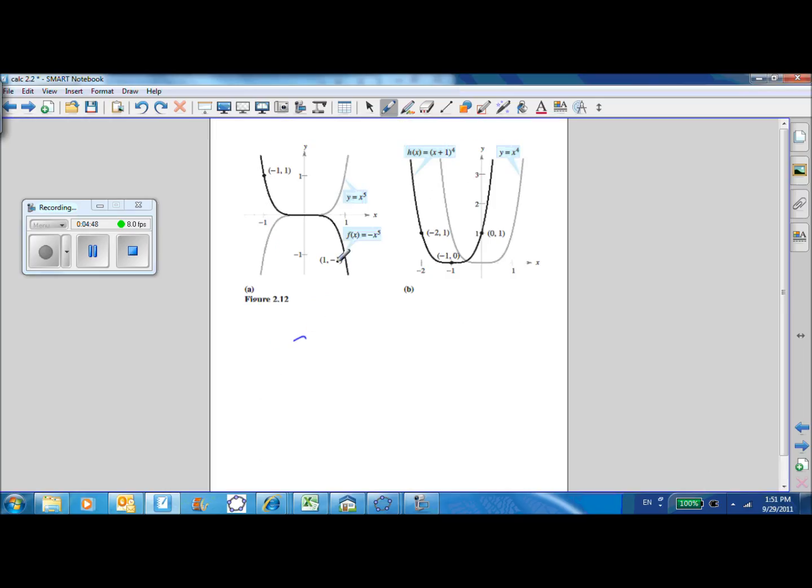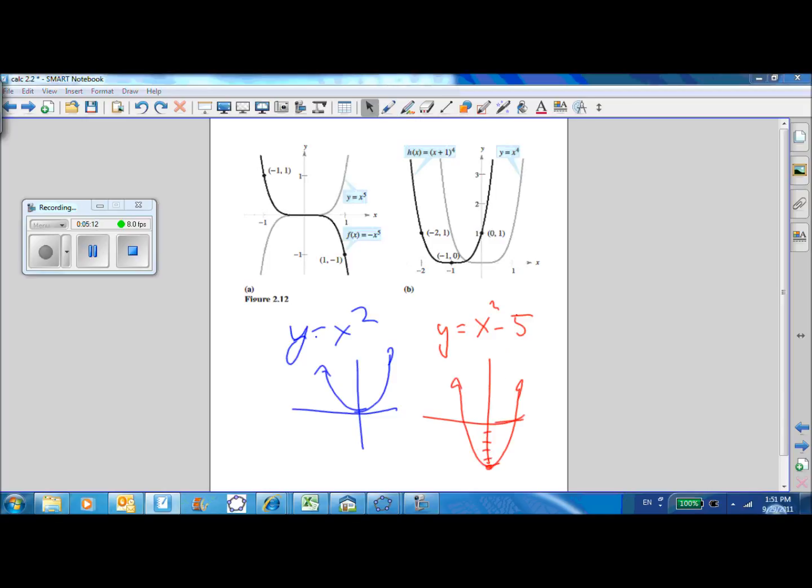So y equals x squared. When you transform it with something like y equals x squared minus 5. Okay, so you'll have some homework on that.